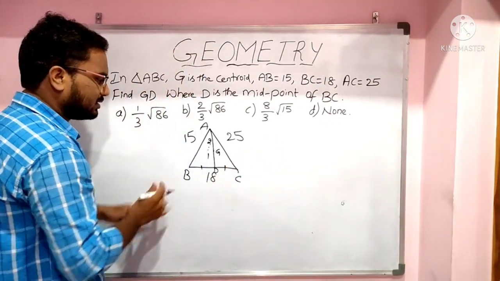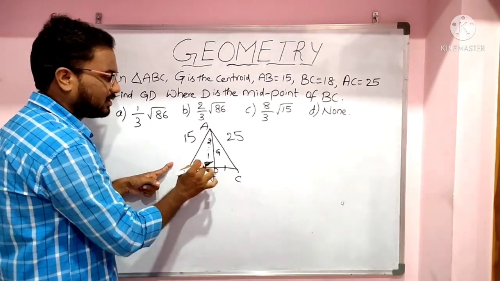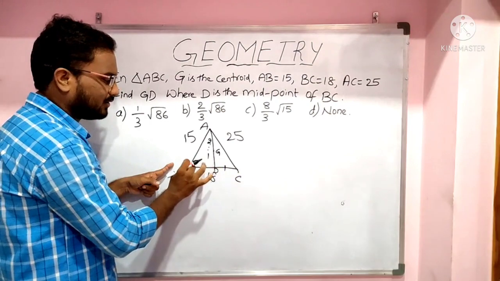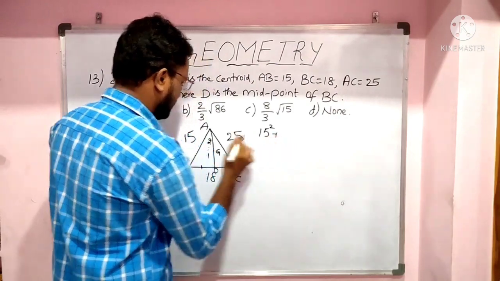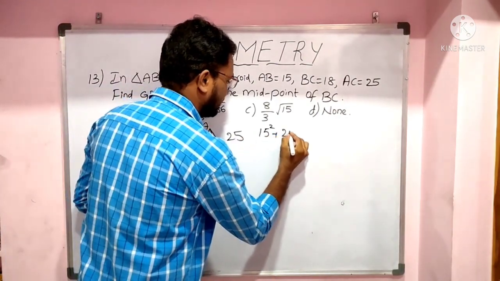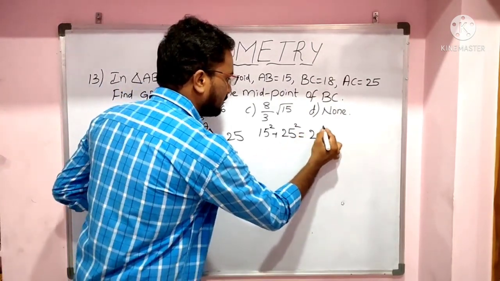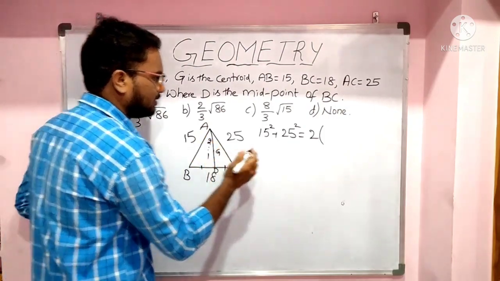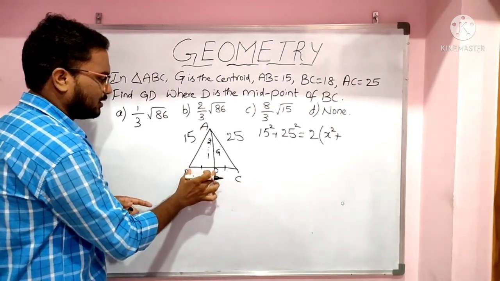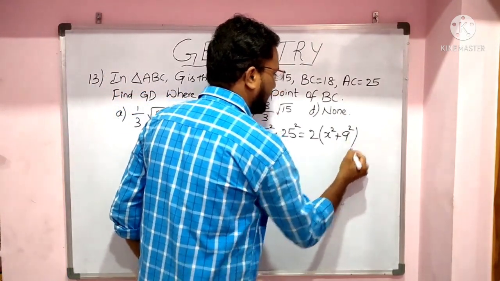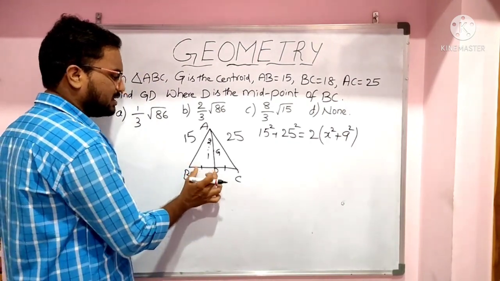What is the Apollonius theorem? The sum of the squares of any two sides equals twice the sum of the square of the median drawn to the third side and the square of half of the third side. That means AB square plus AC square, 15 square plus 25 square, equals 2 into the median, let us say the median is X, X square plus half of the third side, 9 square. The total is 18, so this is 9. This will be 9, 2 into BD square or CD square.